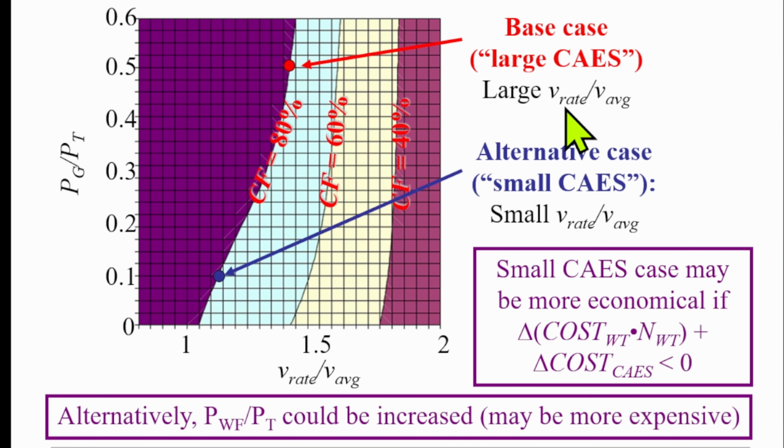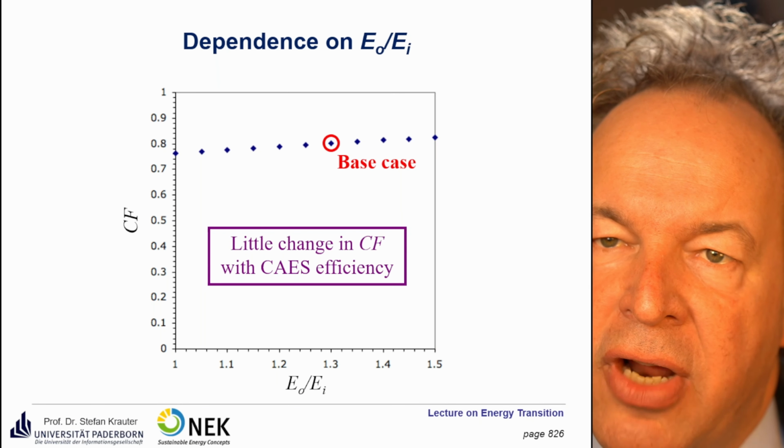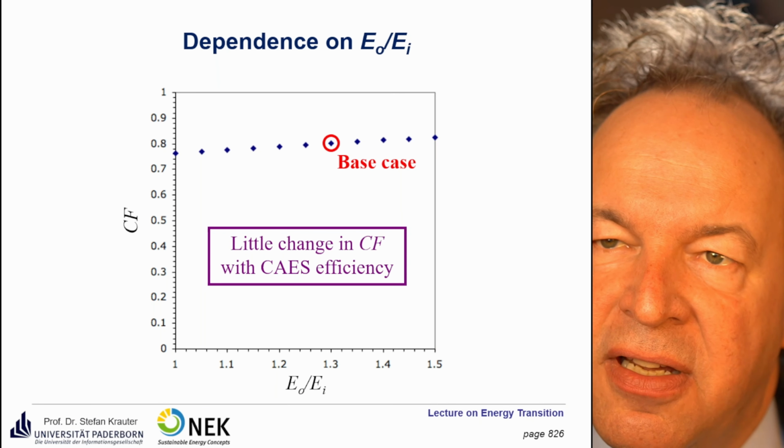So we have a large relation between a rated wind speed divided by the average wind speed. If we go to an alternative place, we would purchase more wind turbines because they are derated a lot. Then we can save some costs for the storage system. So it's a kind of optimization procedure depending on the costs. So we have the cost difference between the wind turbines and the storage system, which is relevant here. Depending on energy, there's little change in the capacity factor.